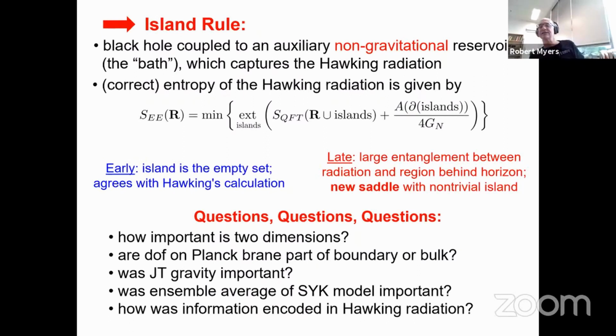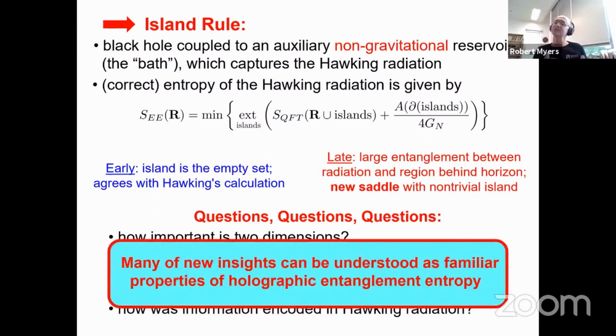What I want to do today is take that example and rephrase it in a slightly different context, where I can think about gravity in higher dimensions. I can think about Einstein gravity. And I'm going to do it in a way that places it firmly in the context of AdS/CFT. Many of these new insights can be understood from familiar properties of holographic entanglement entropy.